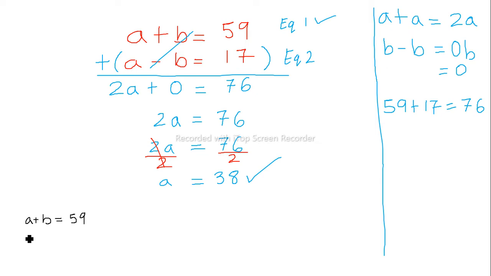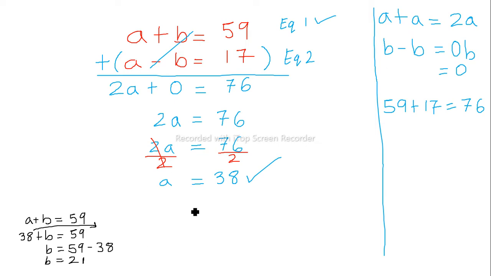We know what A is. What is A? 38. 38 plus B is equal to what? 59. And we send the 38 over. And we are left that B is equal to 59 minus 38, which is 21.